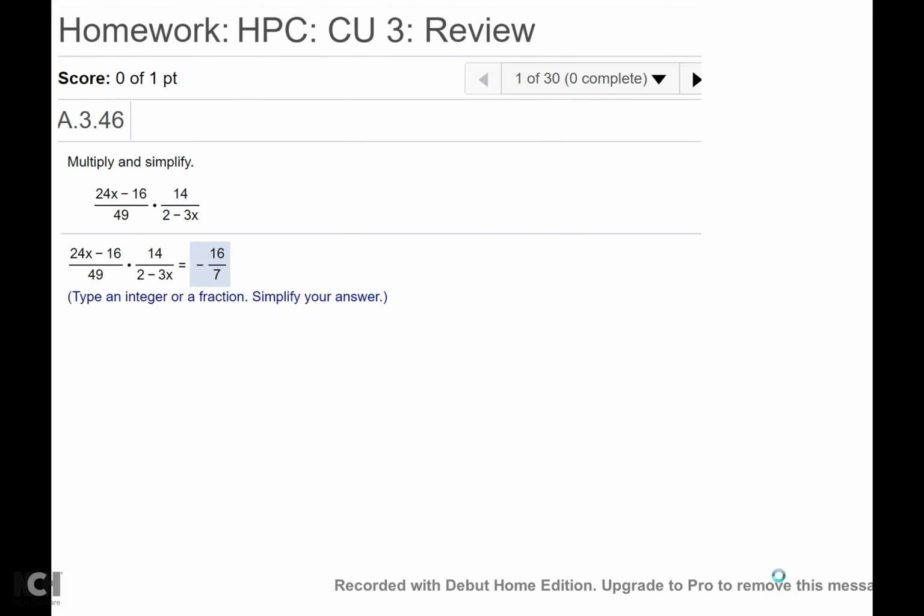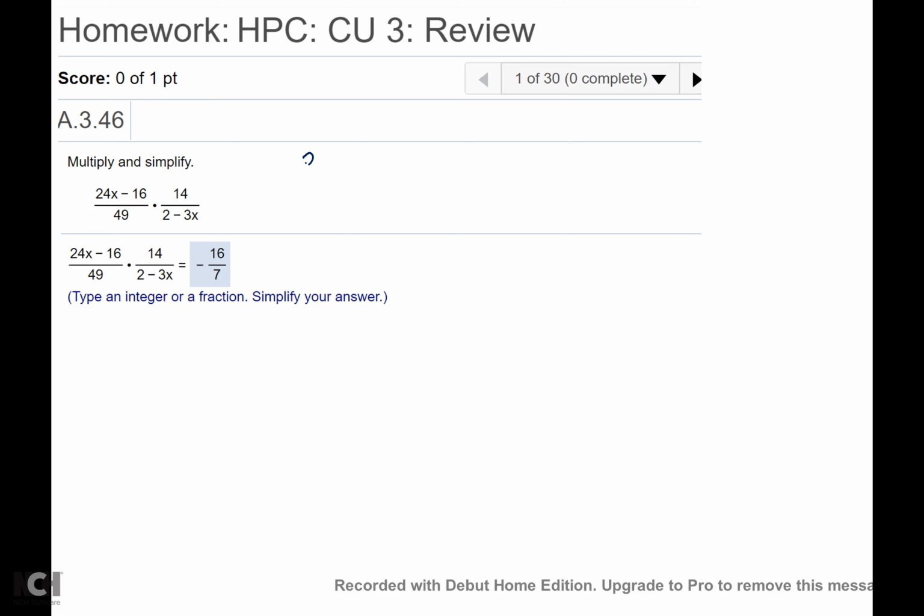All right, today we're going to review for your CU3 test. Number 1 says multiply and simplify. So what you want to do is factor every numerator and denominator and then multiply straight across the top, straight across the bottom, and cancel like factors.